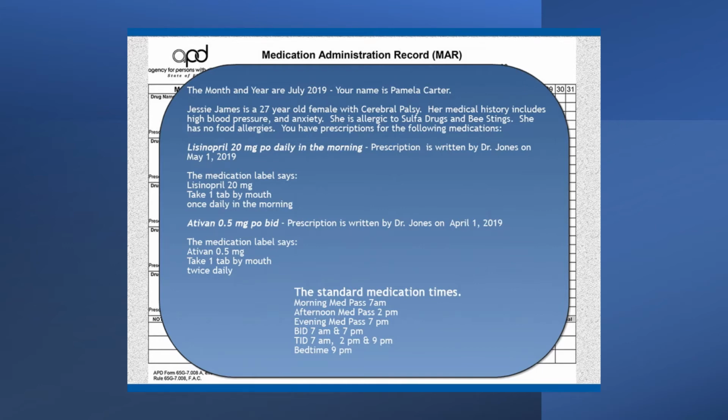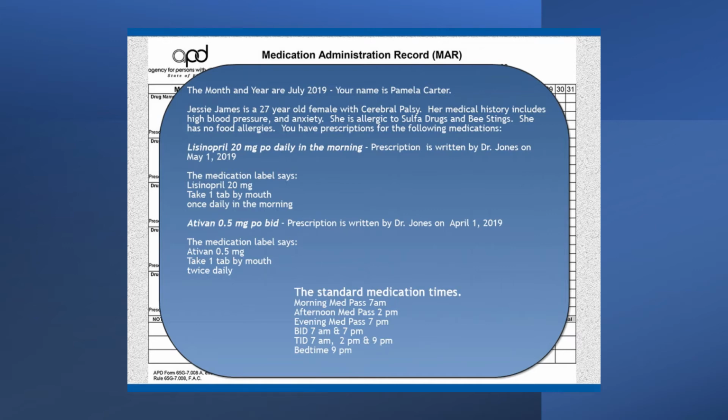You have prescriptions for the following medications. Lisinopril 20 milligrams PO daily in the morning. Prescription is written by Dr. Jones on May 1, 2019. The medication label says, Lisinopril 20 milligrams, take 1 tab by mouth once daily in the morning. Ativan 0.5 milligrams PO BID. Prescription is written by Dr. Jones on April 1, 2019. The label says, Ativan 0.5 milligrams, take 1 tab by mouth twice daily.